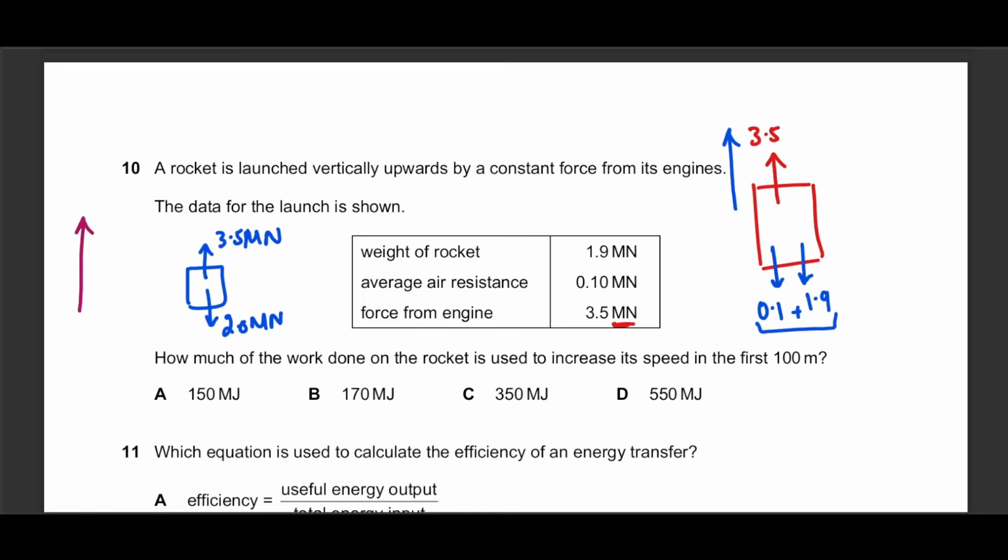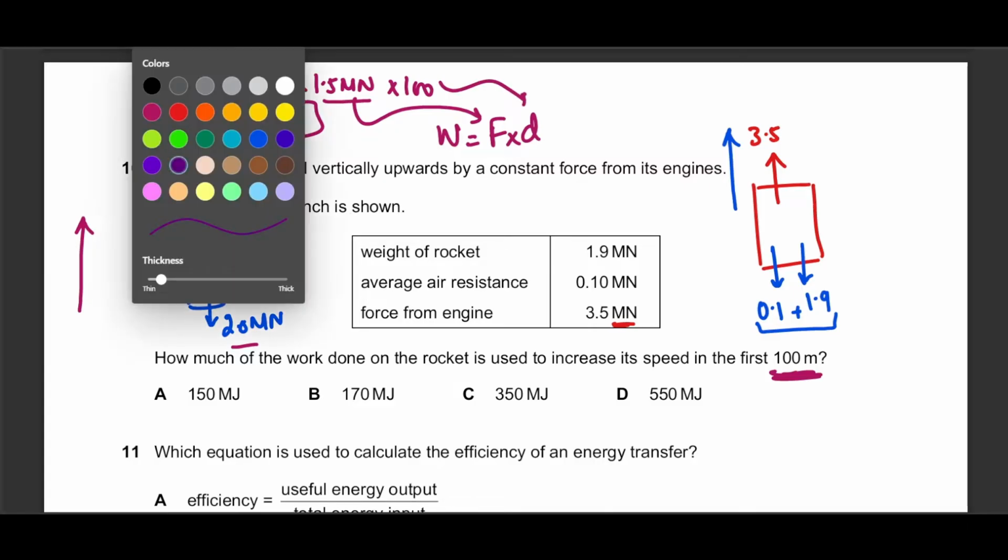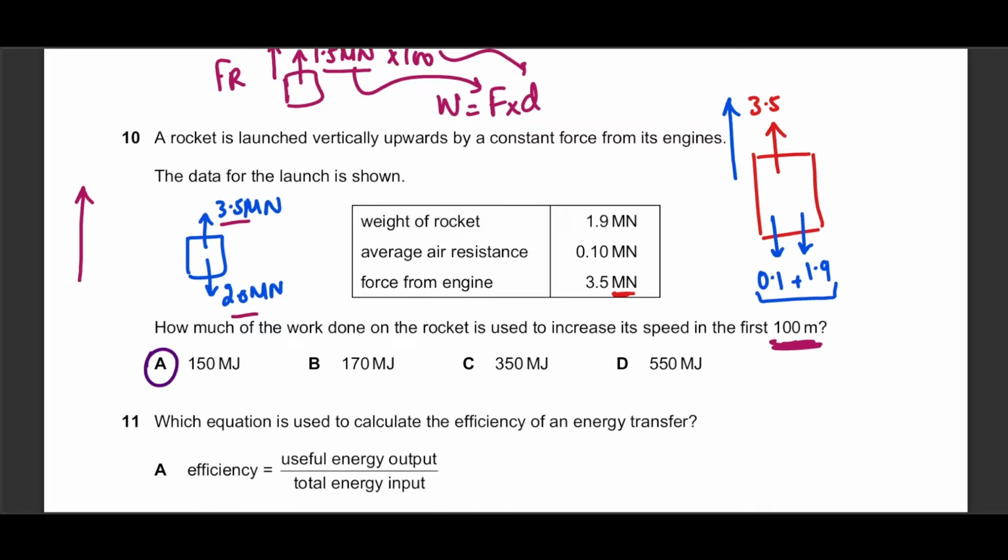So the resultant force, or the extra force that the object is experiencing, will be 3.5 minus 2.0, which becomes 1.5 meganewtons of resultant force. Now this force is responsible for carrying it upwards to a greater height, which is why we're using this force with the distance provided in the question, because we know that work done is force times distance. Now I have figured out the force. If it had moved 100 meters under these conditions, then this is how the numbers are going to be calculated. This is going to be option A.